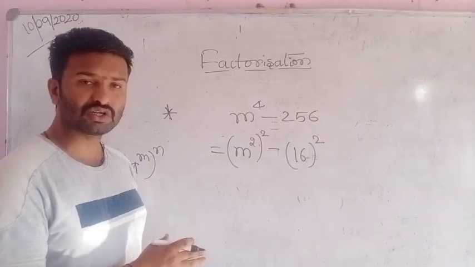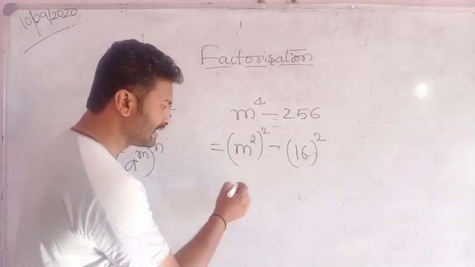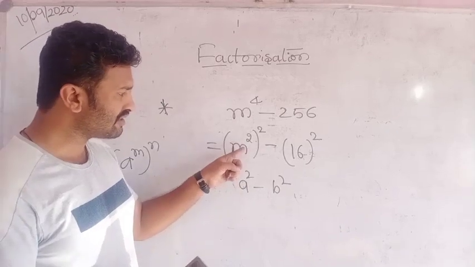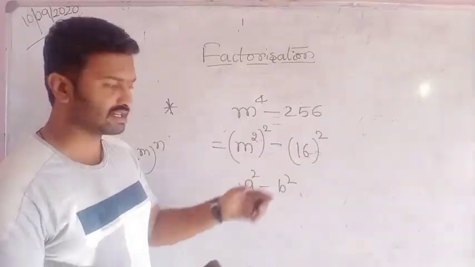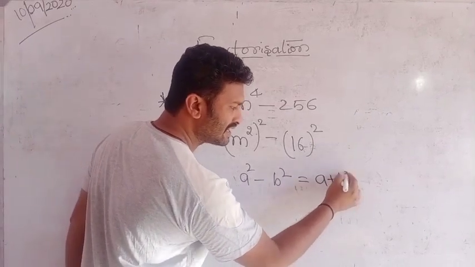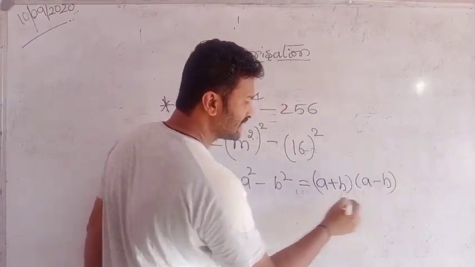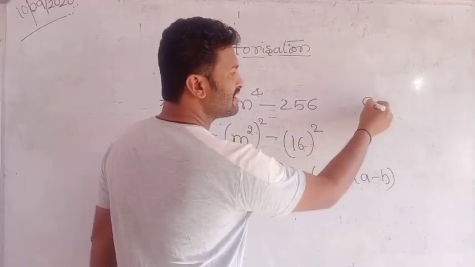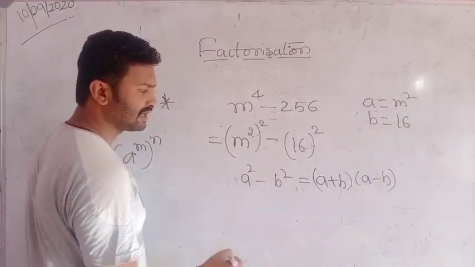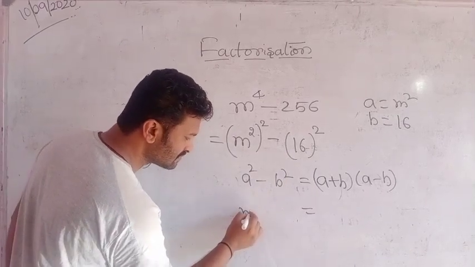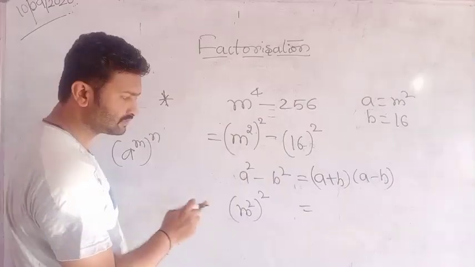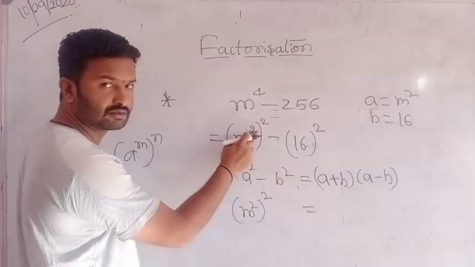And now I got this in the form of a square minus b square. Correct? A value is m square, b value is 16. This a square minus b square can be written as a plus b into a minus b. Here a value is how much? A value is m square, b value is 16. Clear? M square whole square, a square. Here a value is m square.